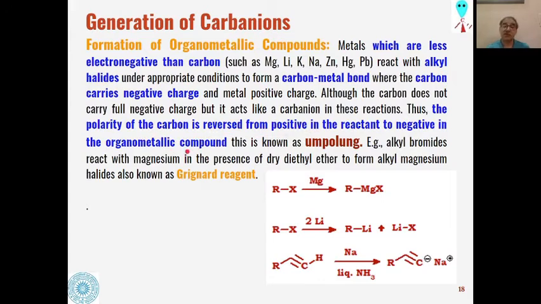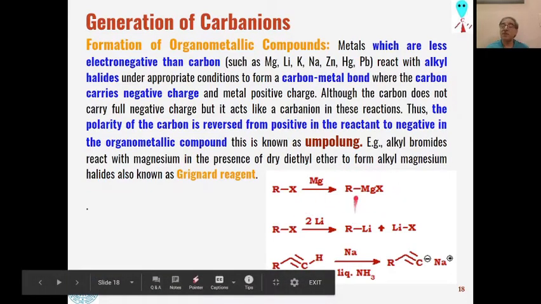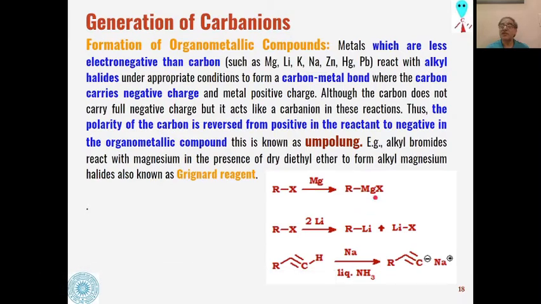So generally, here, the polarity of R is positive and X is negative. But when the reagent is formed, R becomes negative and the rest of the molecule becomes positive. Such a change or reversal of polarity in the nature of the carbon is seen in the case of organometallic compounds, and this is known as umpolung.